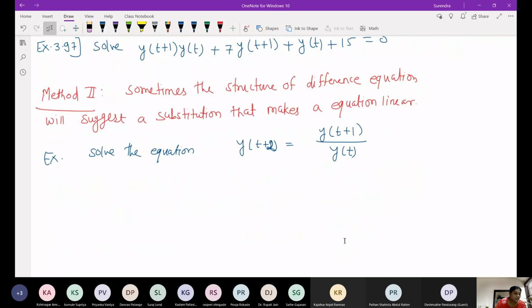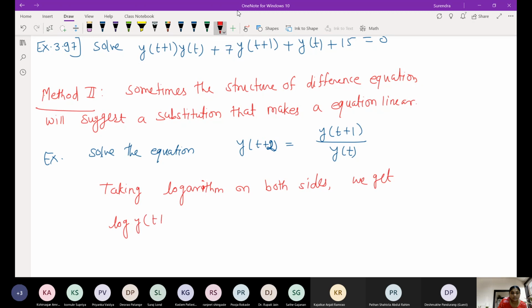Whenever there is division, it's better to apply logarithm. So in this case, we can apply logarithm, taking log on both sides. What we get? Log of y at t plus 2 will be log of y at t plus 1 minus log of y at t.